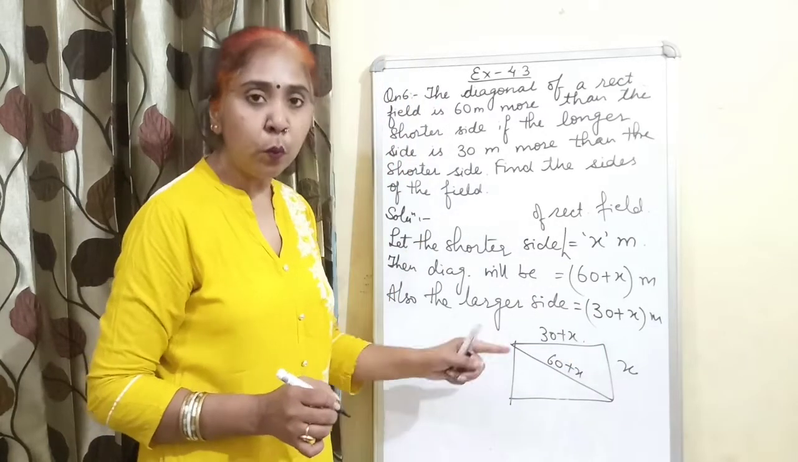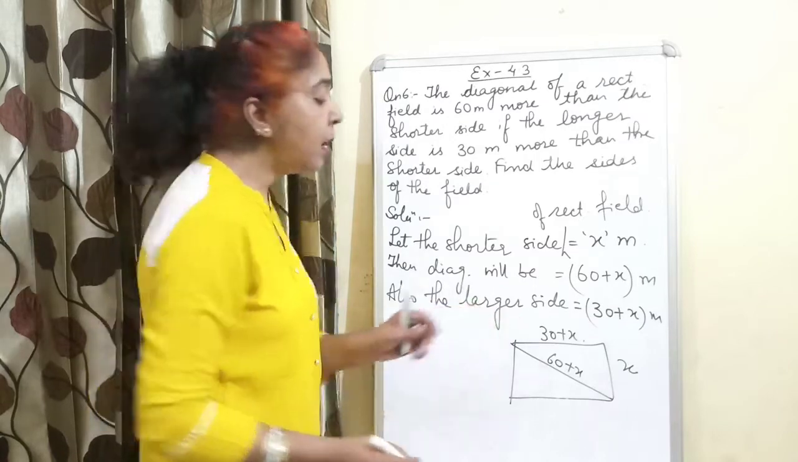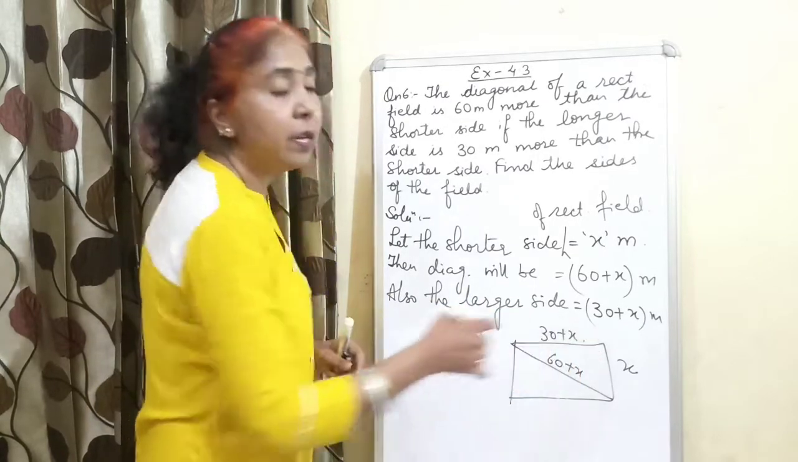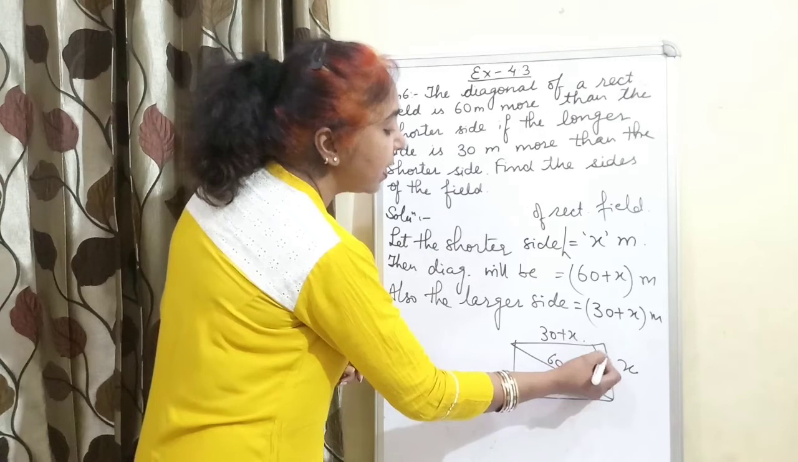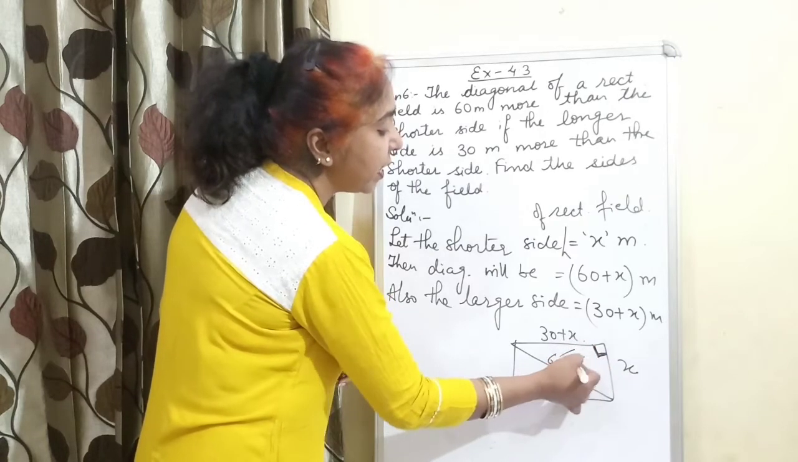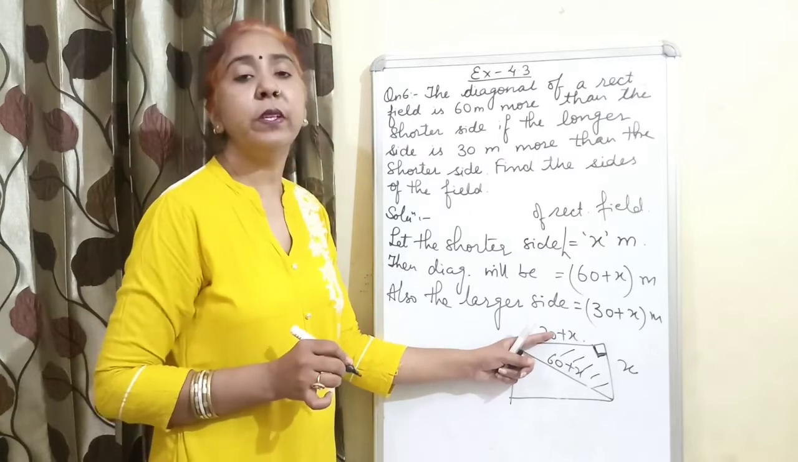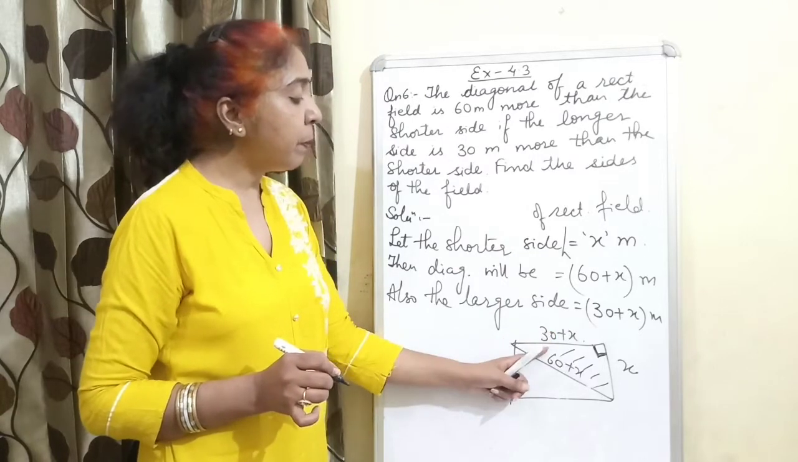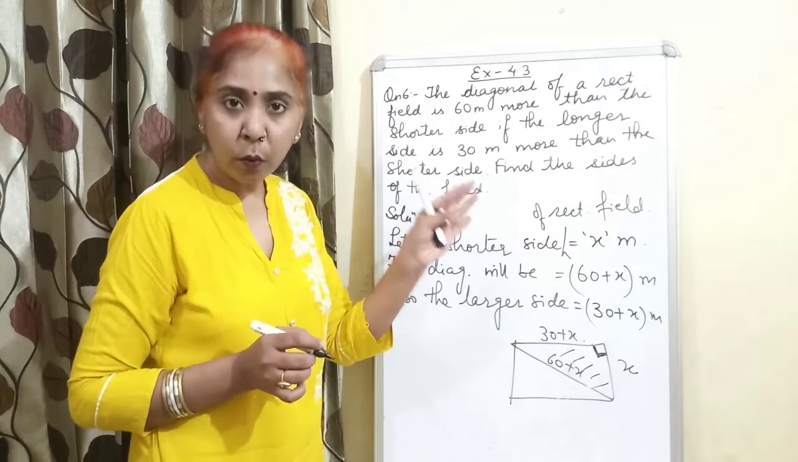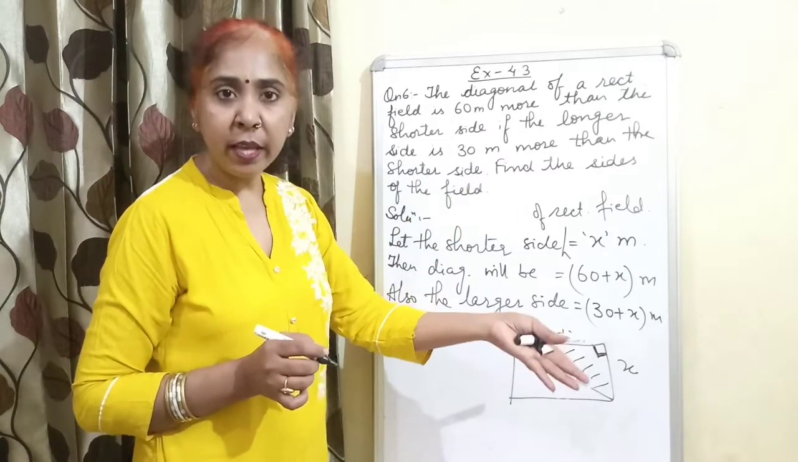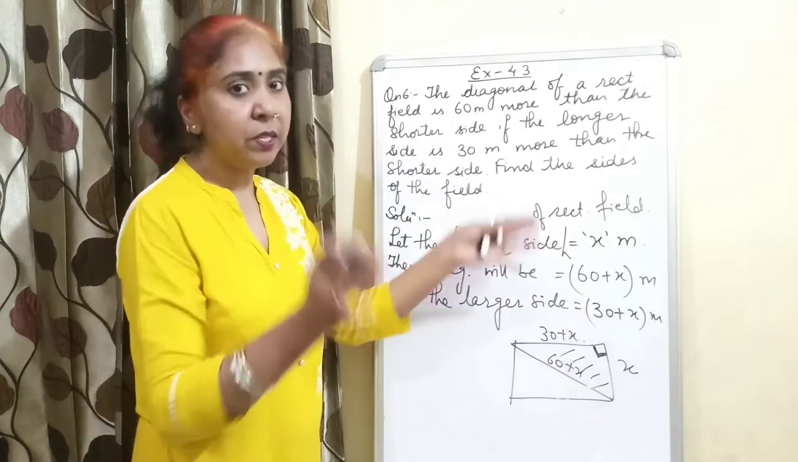Now in this rectangle, you know the shorter side, the diagonal, and the larger side. And we all know a property of a rectangle: each angle of a rectangle is 90 degrees. So if this angle is 90 degrees, then in this triangle we can apply the Pythagoras theorem. After applying it, we'll get a quadratic equation, then we'll solve that and do the rest of the question.